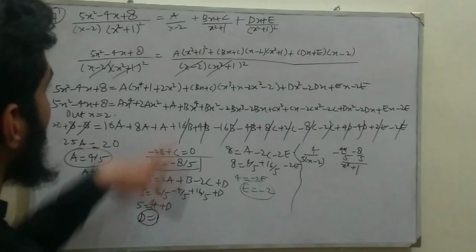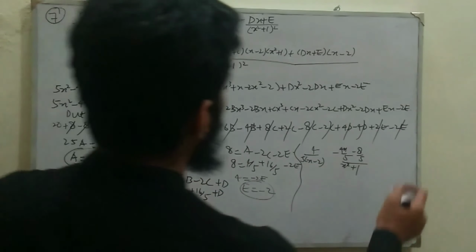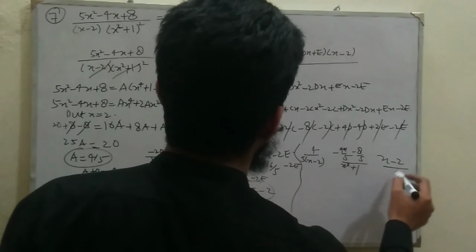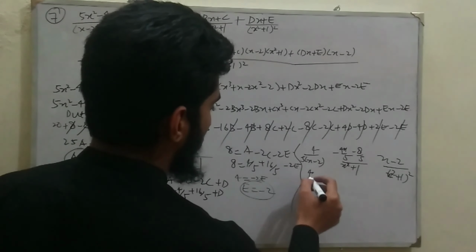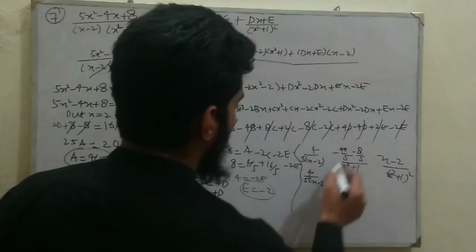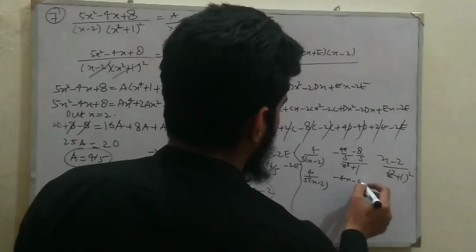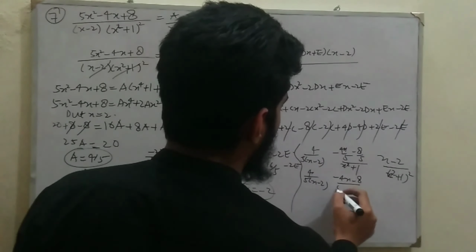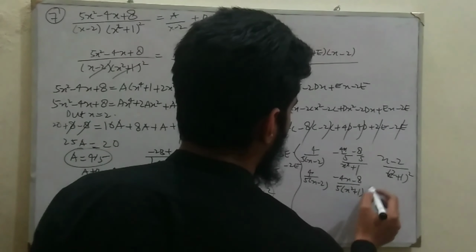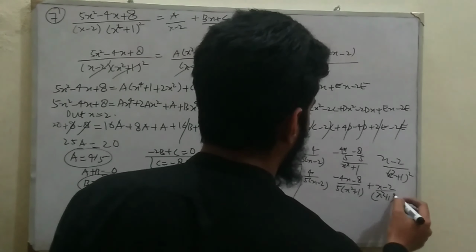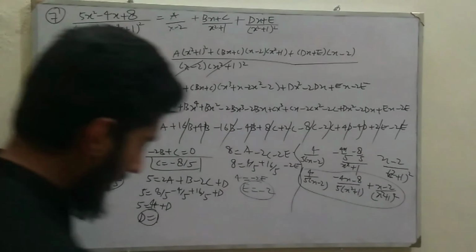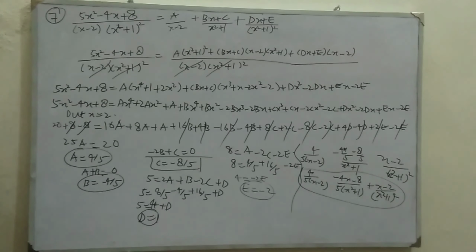So d is 1, so x minus 2 divided by x square plus 1 whole square. Now it becomes 4 divided by 5 times x minus 2, minus 4x minus 8, shift 5 to the denominator, it becomes 5 times x square plus 1, and here plus x minus 2 divided by x square plus 1 whole square. This is the required partial fraction form of the given fraction.